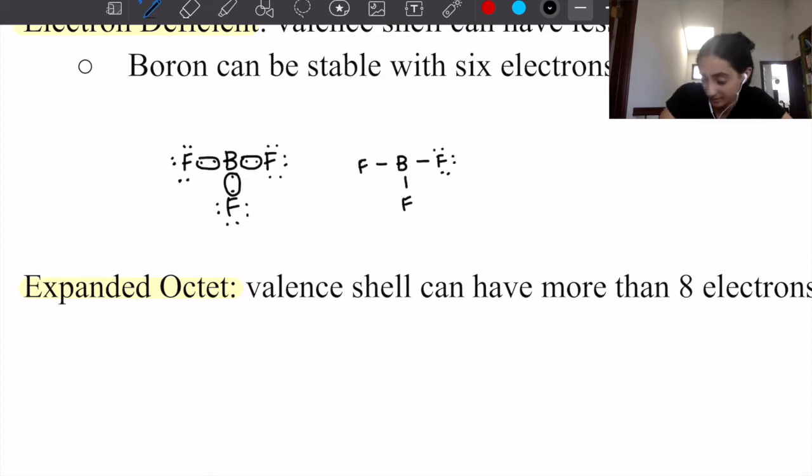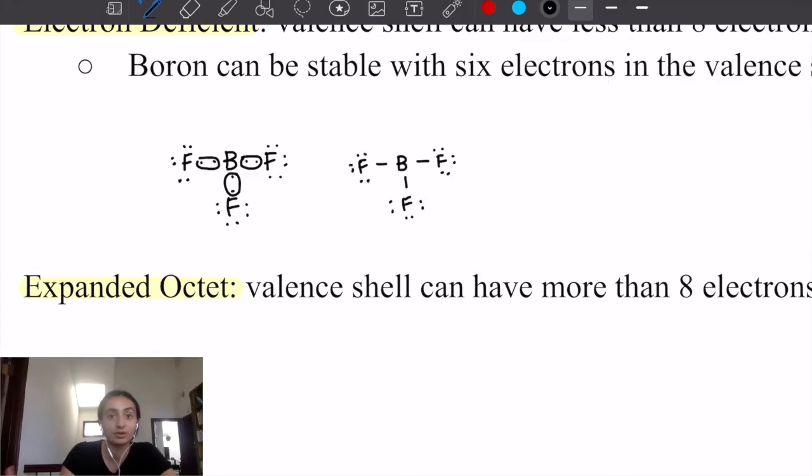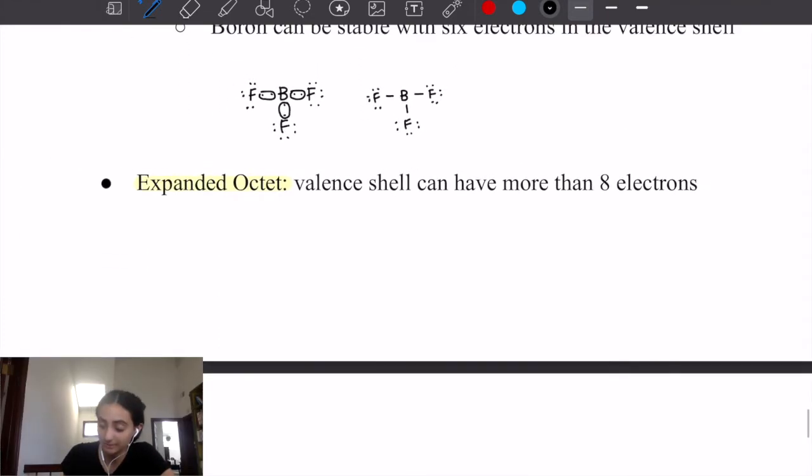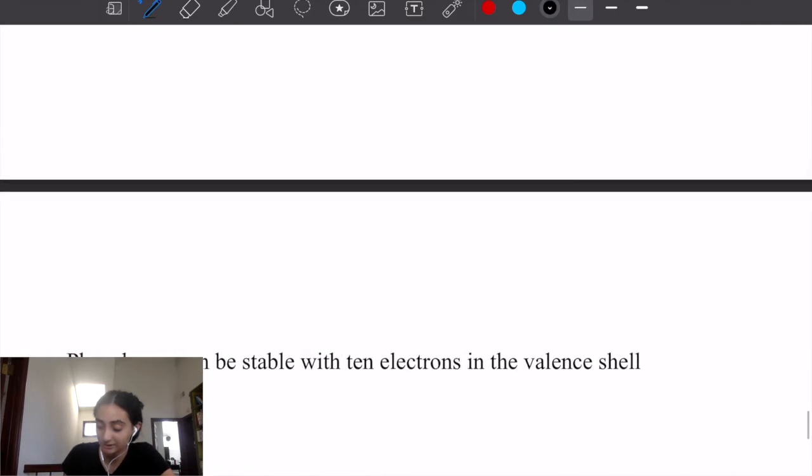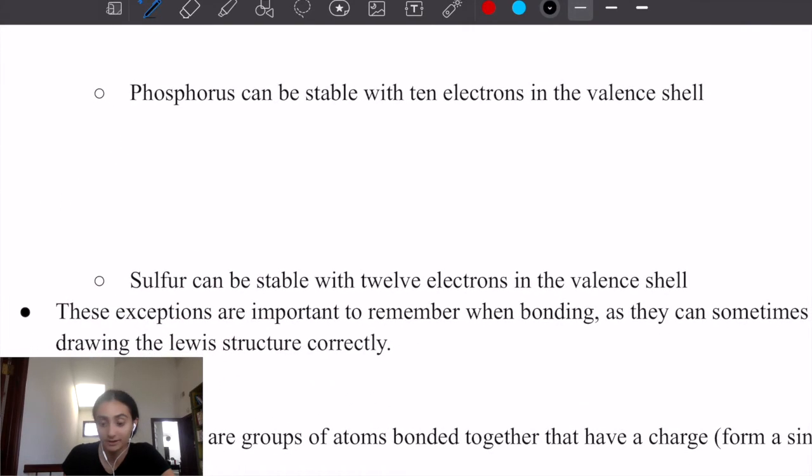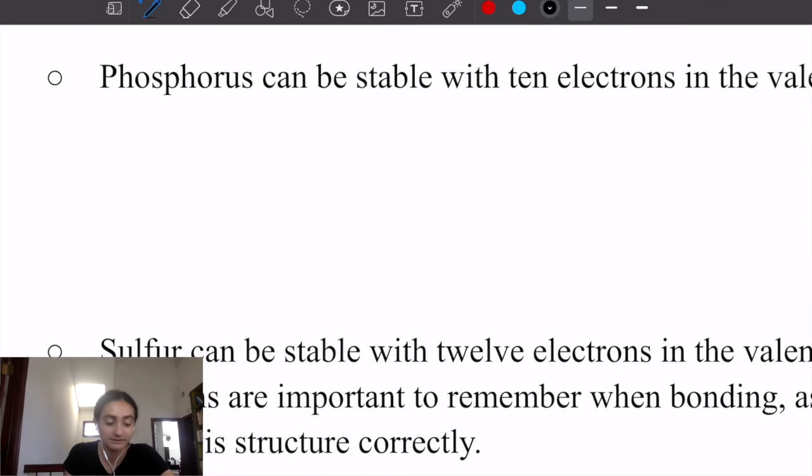But we have to remember to put the lone pairs on fluorine. So this is an example of an electron deficient element. Now we have an expanded octet, where the valence shell can have more than 8 electrons. So this can be phosphorus and sulfur. Phosphorus can be stable with 10 electrons in the valence shell. I'll show you how that works.